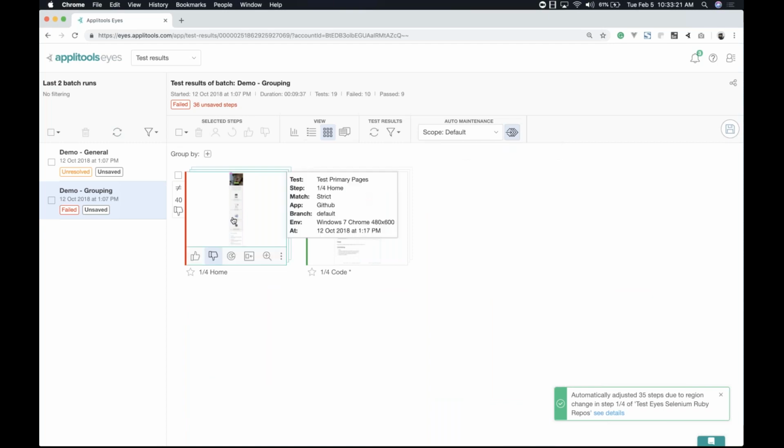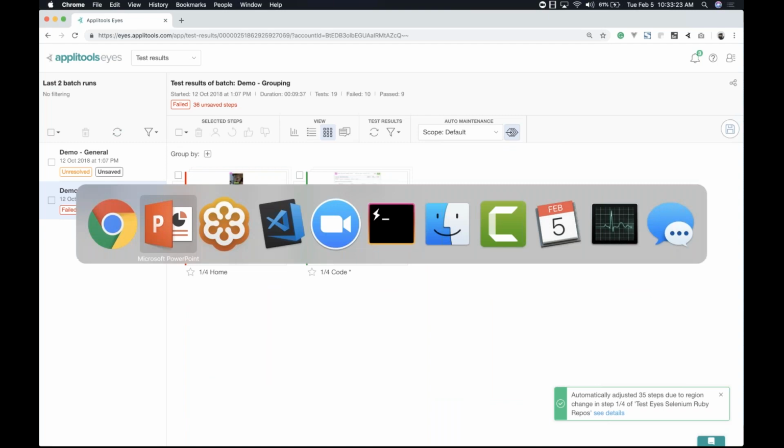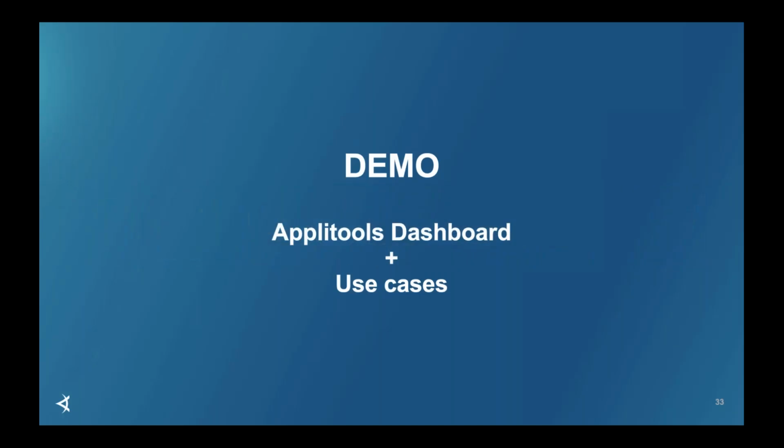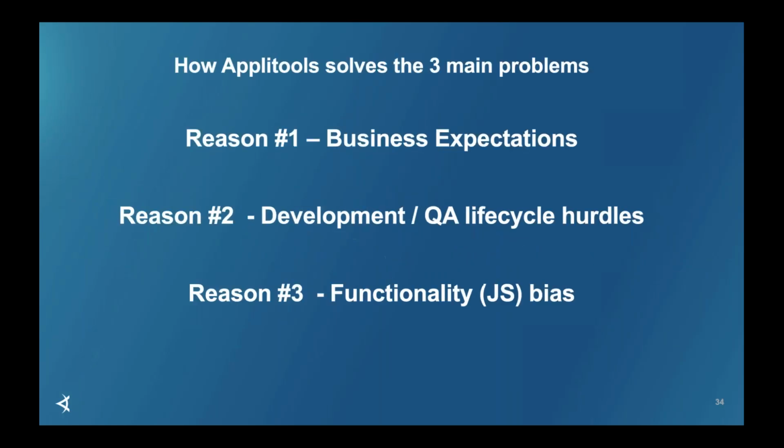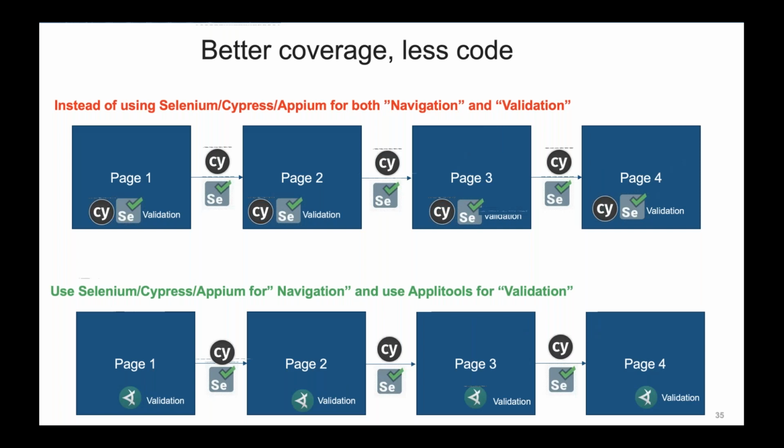All right, so that's pretty much all I wanted to show you here. I want to quickly go back to the problems that we discussed earlier and tie it down. Number one, business expectations are very high right now. You want everything to happen really quickly. You don't have any time as a QA engineer or a QA team, and there are development and QA lifecycle hurdles and functionality bias. Let's take a look at how Applitools helps with all these three problems.